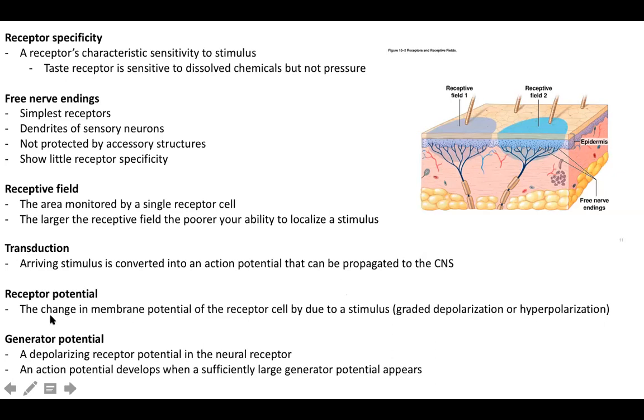And then receptor potential. This is just another term for the membrane potential of a receptor. So in our nerve cells, the resting membrane potential is at -70 millivolts. The receptor potential is just the membrane potential of the specific receptor we're talking about. And then a generator potential is a depolarizing receptor potential that creates that graded potential or action potential.